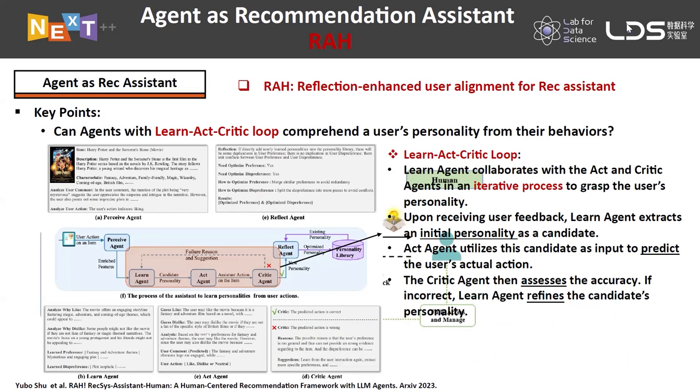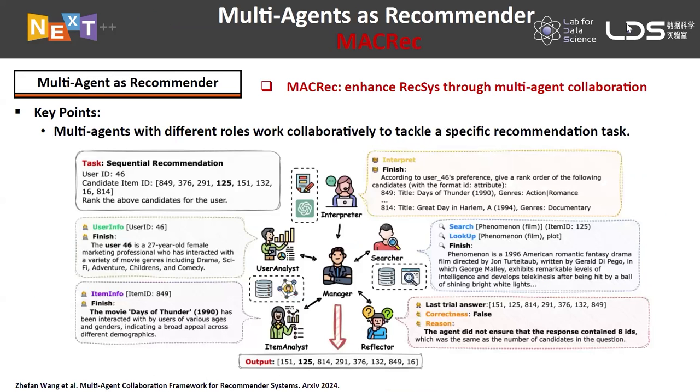It is equipped with the learn, act, critic loop. And it can collaborate with the act and critic agents in an iterative process and grasp the user's personalities. Once receiving the user feedback, the learn agent extracts an initial personality as the candidate, and the act agent uses such candidates as the input to predict the user's actual actions. And then the critic agent evaluates the accuracy, and if incorrect, the learn agent refines the candidate personalities.